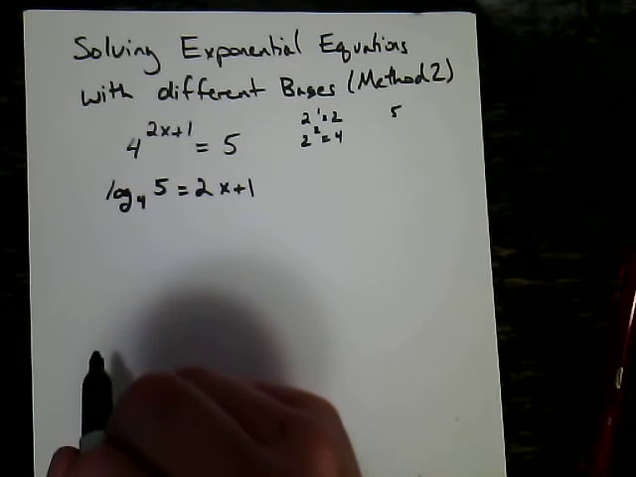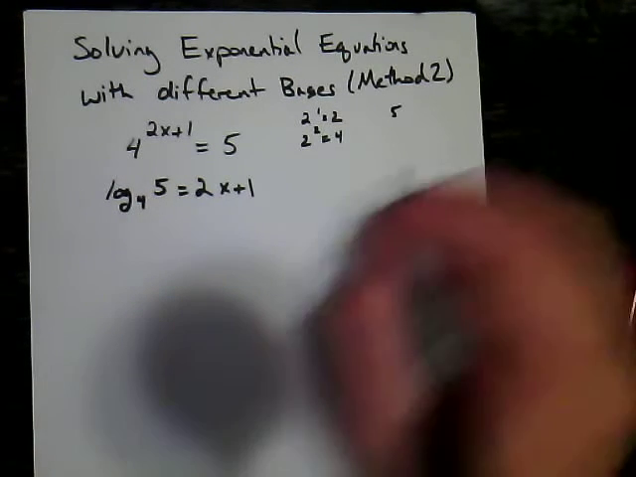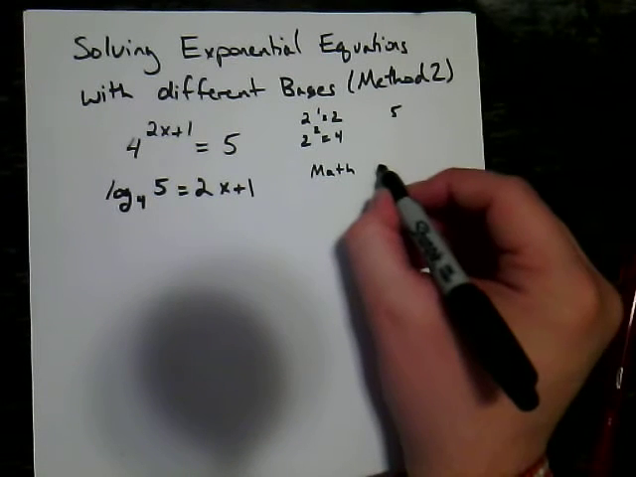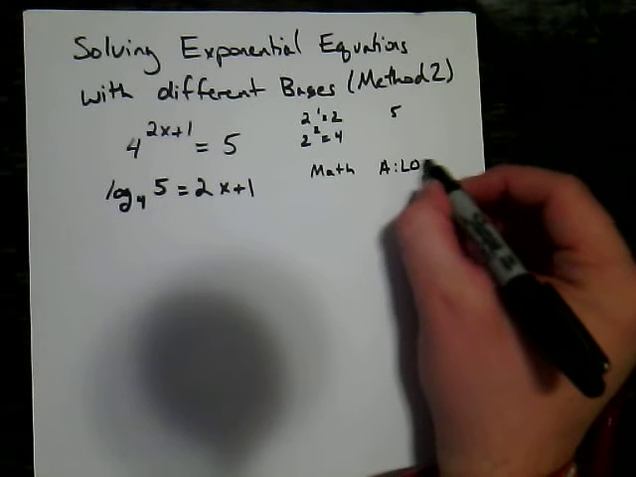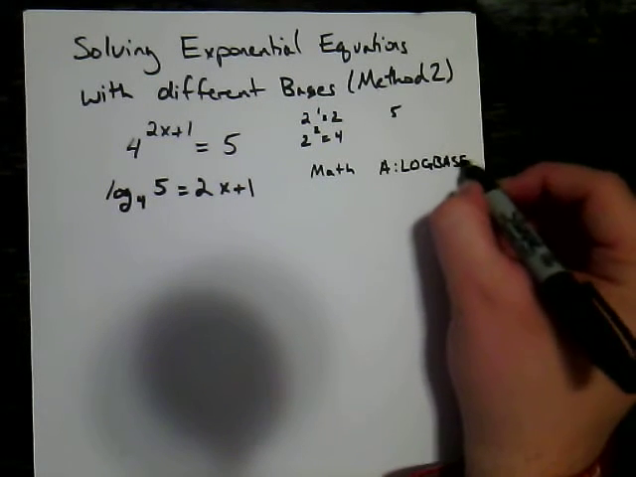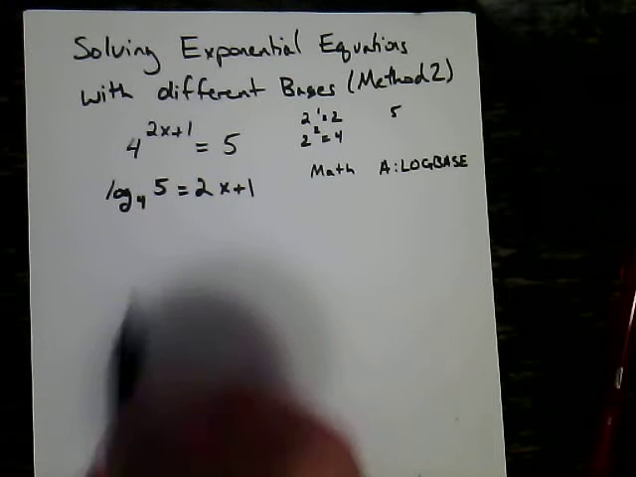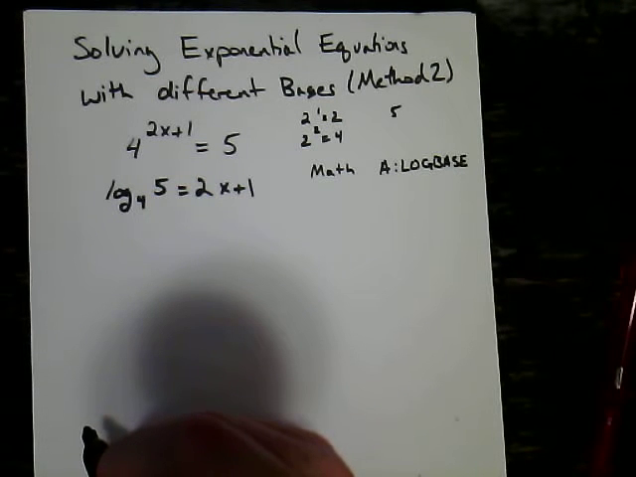I'll put a list of where you're going to go for your calculator notation on here. You'll go to Math, A, which should say log base. You'll type in something that looks just like this. If you've got a problem with that, if you don't get that on your calculator, just talk to Mr. Herman and he can help you with that.